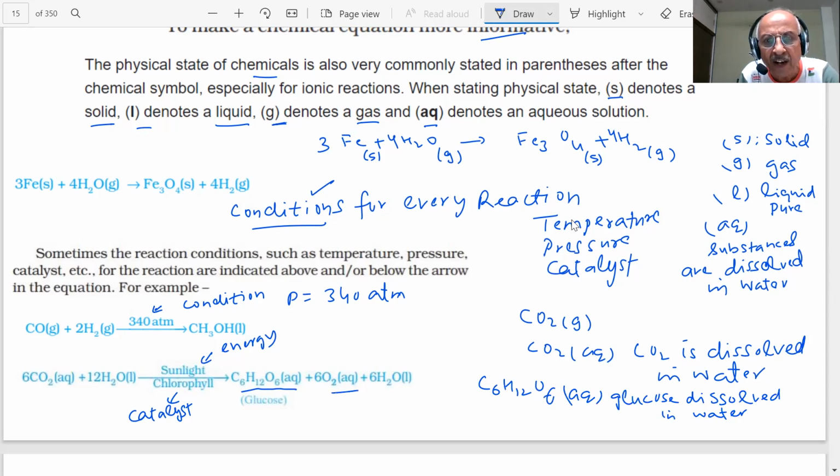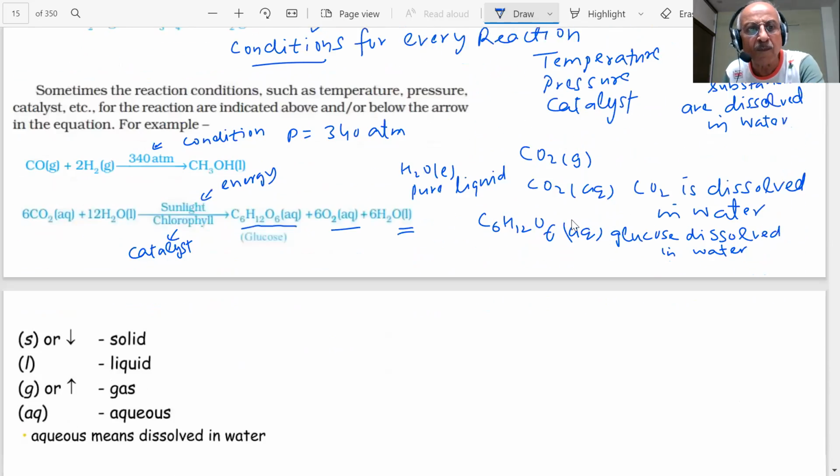And carbon dioxide, again aqueous, dissolved in water. And this L means pure liquid. Water is pure liquid. H2O(L) shows, student, that water is pure liquid. Therefore, in order to make the equation more informative, student, we must specify the physical states of the reactants and the products. As we have seen, let me give you some more examples.